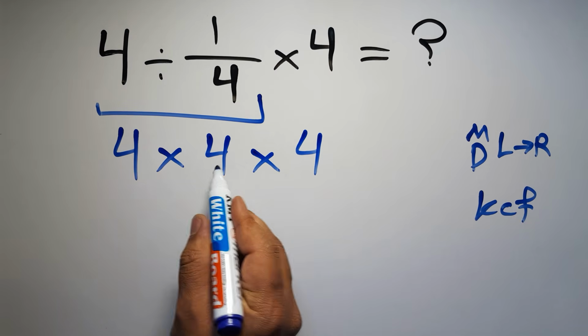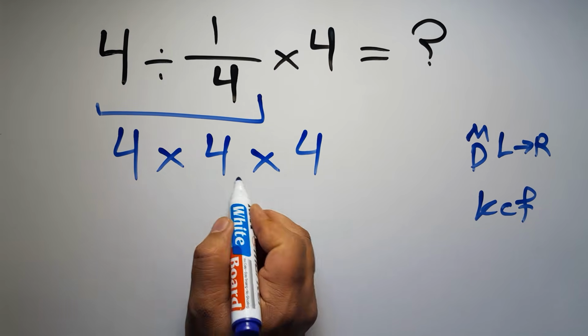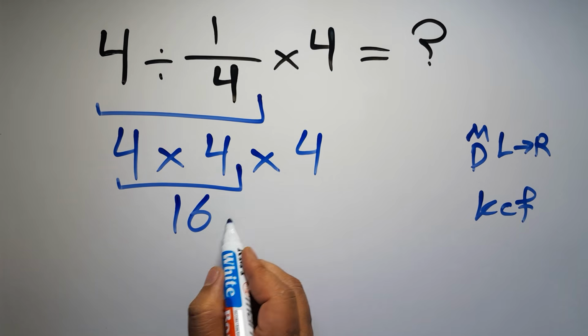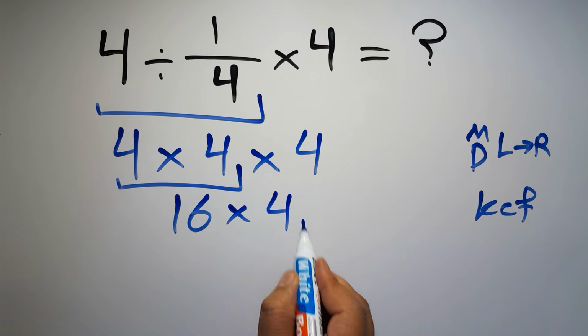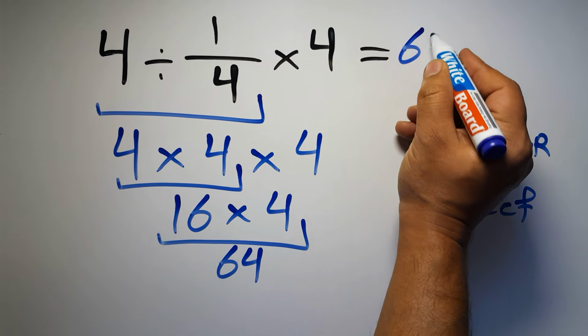So 4 times 4 times 4. First we do this multiplication. 4 times 4 is just 16. So 16 times 4, which equals 64. And this is our final answer to this problem. The correct answer is 64.